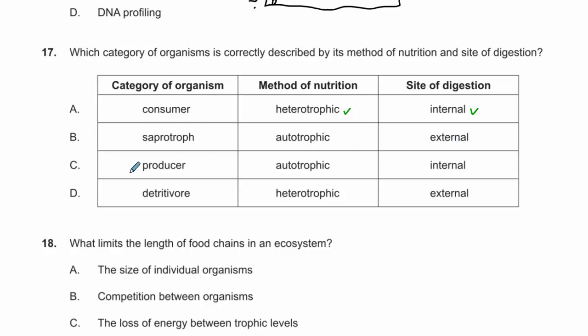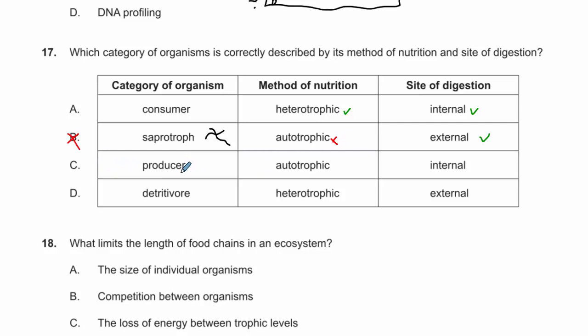B. A saprotroph is also a heterotroph. So a saprotroph is not heterotrophic. For example, a saprotroph can be fungi, which have hyphae that grow through the food. For example, if you left some bread to mold, the fungi absorbs the nutrients across its whole body. So the site of digestion is indeed external, but this alternative is wrong because it claims saprotrophs are autotrophic. That is only the case for photosynthesis.